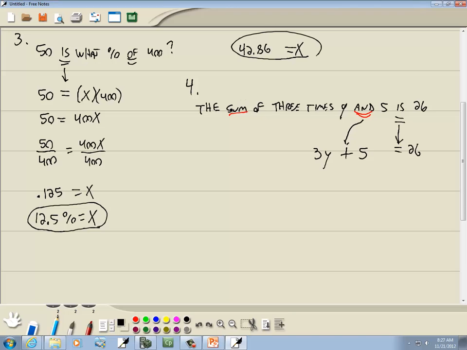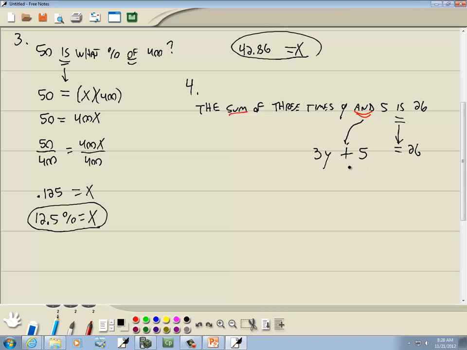So look for these words. Some words have connectors go with them. The difference of this and this. The product of this and this. See, 5 or, well, that one actually is a connector. Like 5 divided by 1.